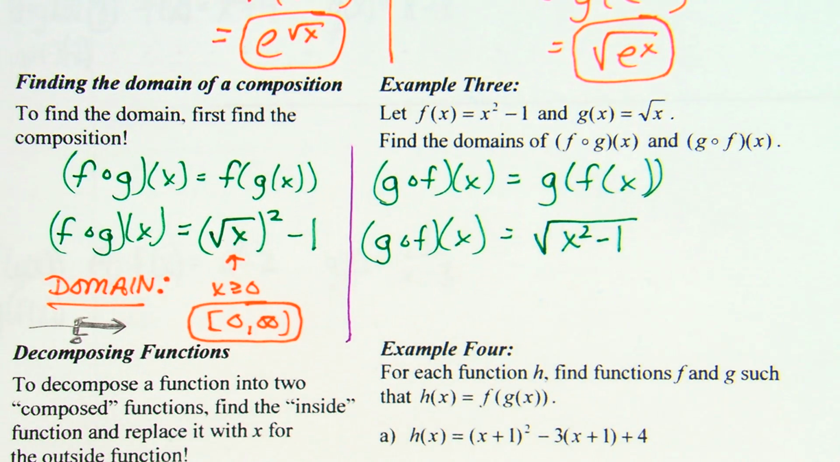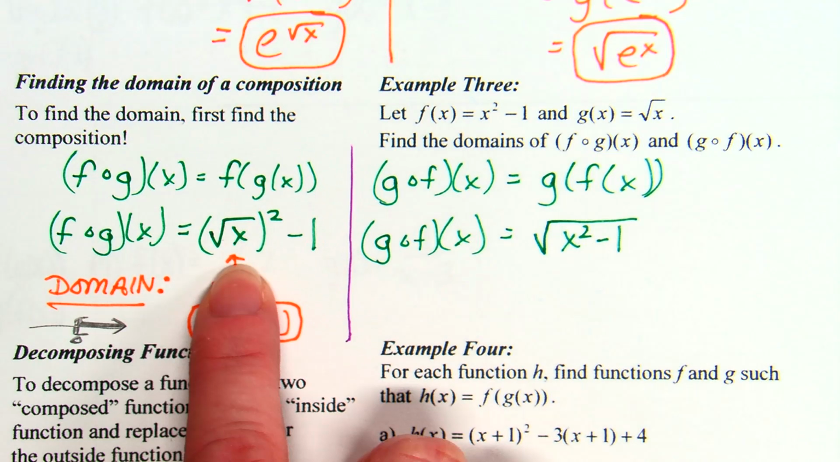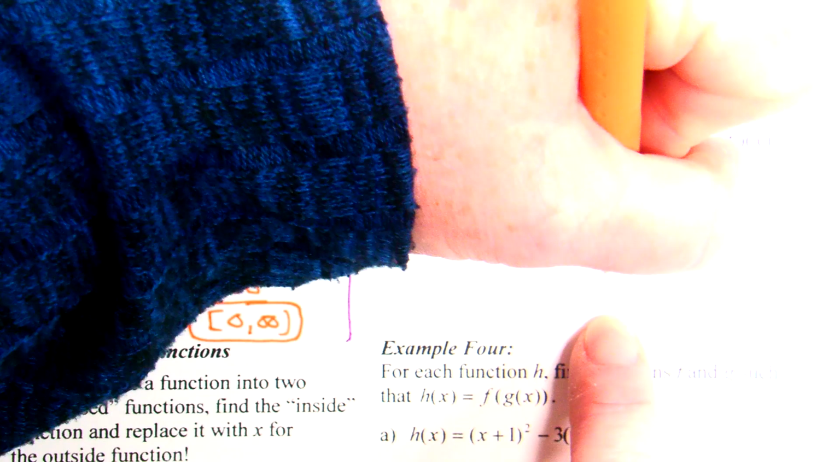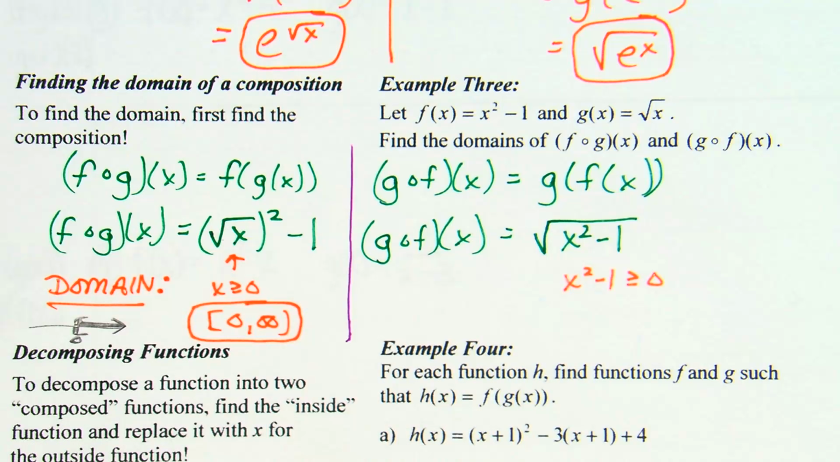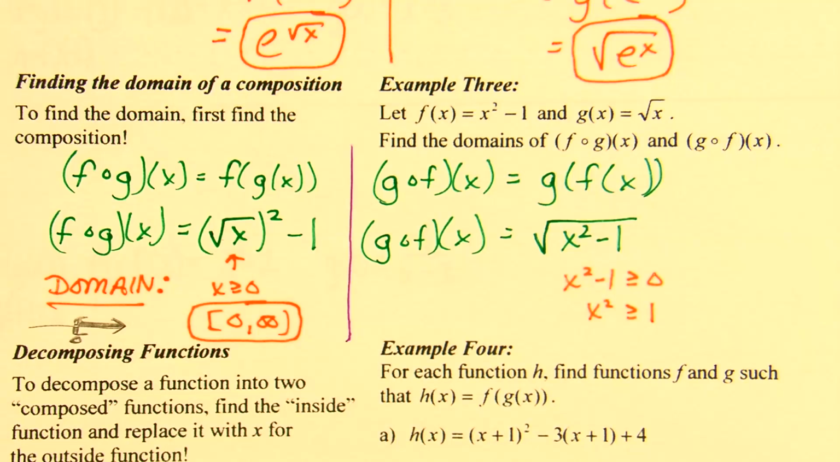So what's under my square root? Last time it was just x, right? This time it's x squared minus 1. So we have to think through the fact that x squared minus 1 has to be greater than or equal to 0. Okay? If you think about solving this, add 1. x squared is greater than or equal to 1. Traditionally, what's your next step here?